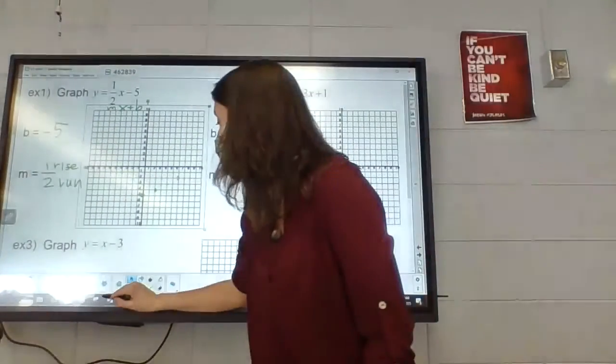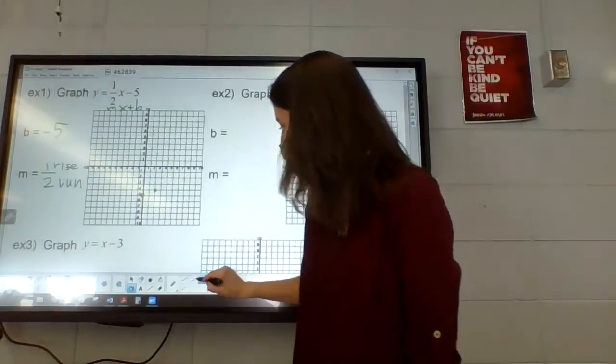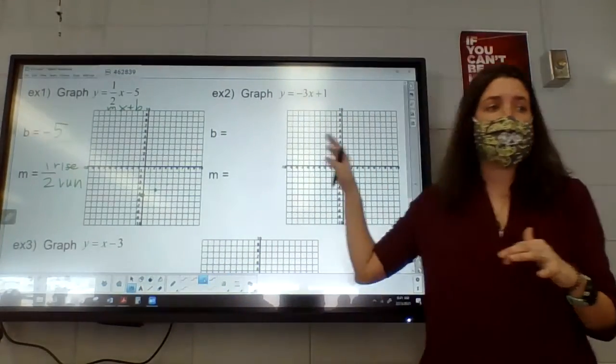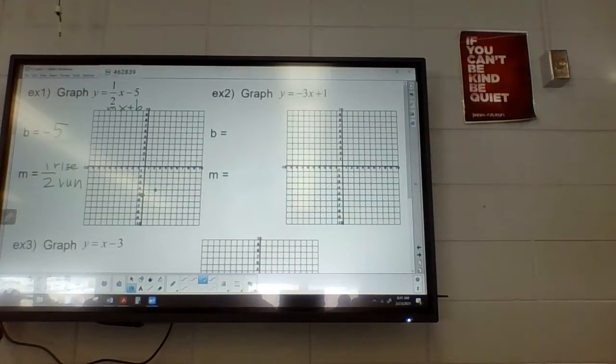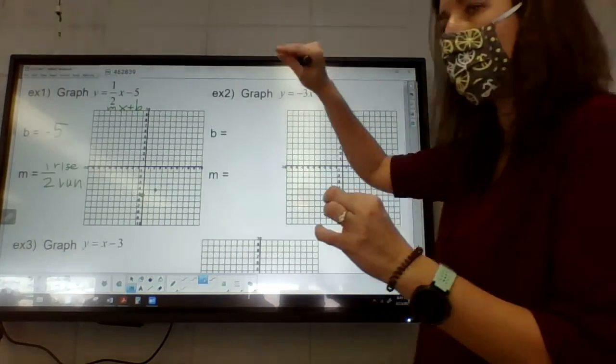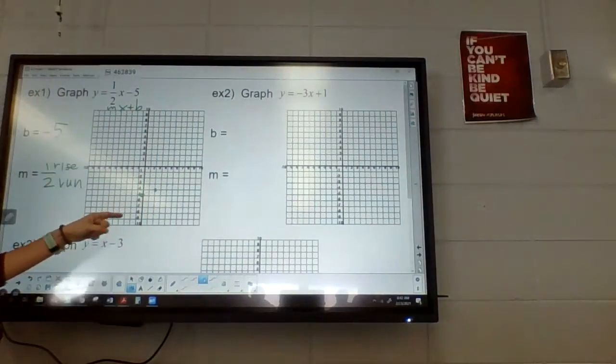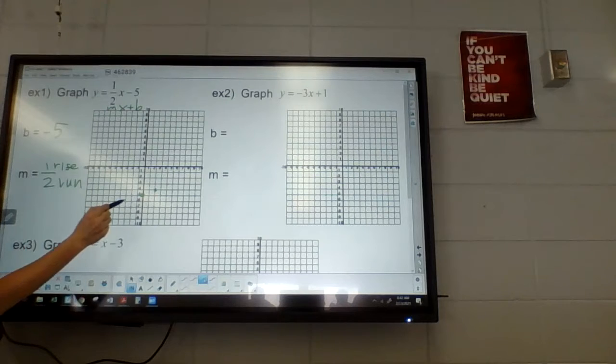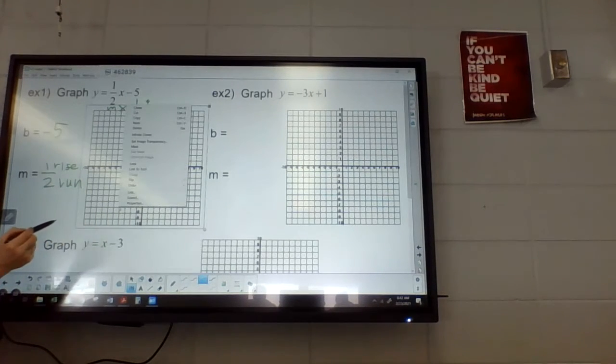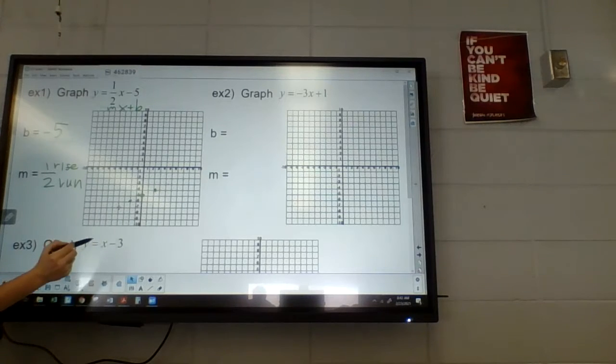But the point of this is that I could put a whole bunch of points on my graph without having to do much work. So put more than just 2 points on your graph. Go up 1 over 2, up 1 over 2. Keep going. And you can also go down 1, back 2.